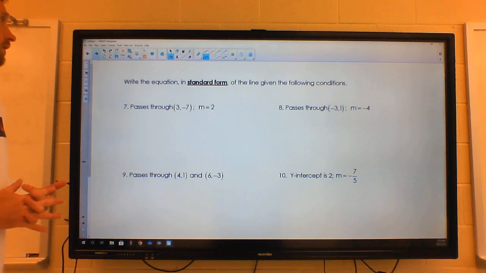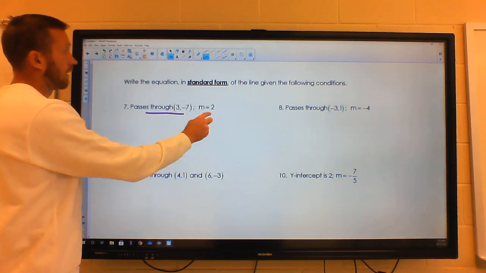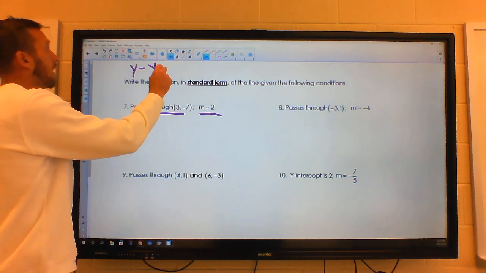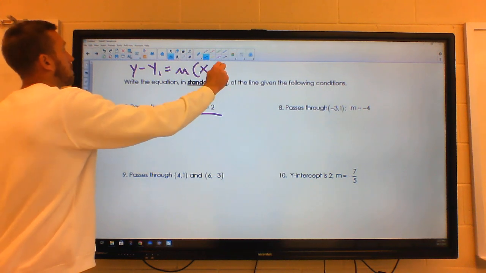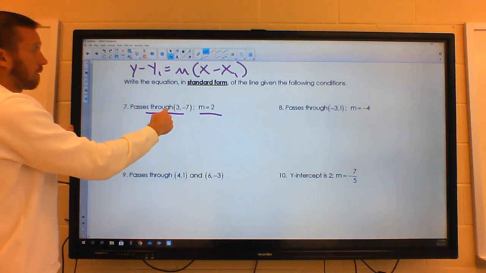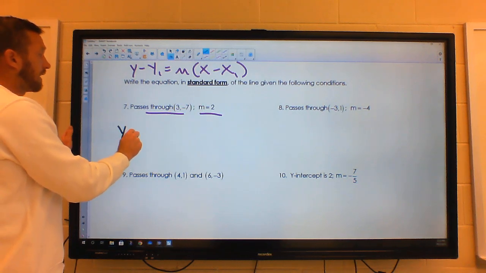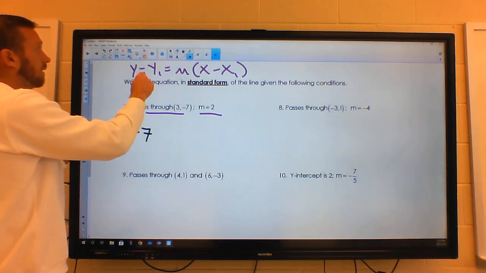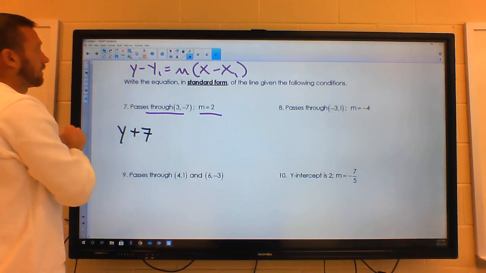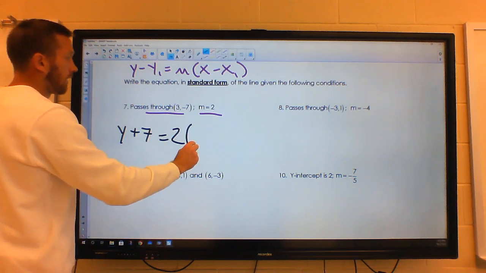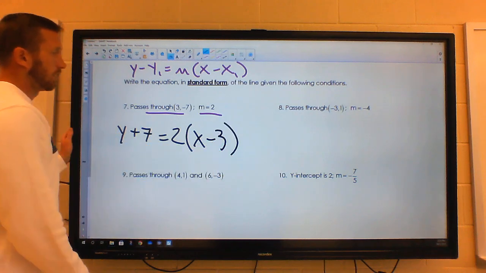Okay, write the equation in standard form of the line given through these conditions. So they give us a point and a slope. Quickest thing to do is to put it in point slope form. y minus y1 equals m times x minus x1, if you recall. Okay, that's point slope form. They give us a point and the slope, so y minus negative 7 becomes y plus 7. And then we've got equals m, so 2 times x minus 3.